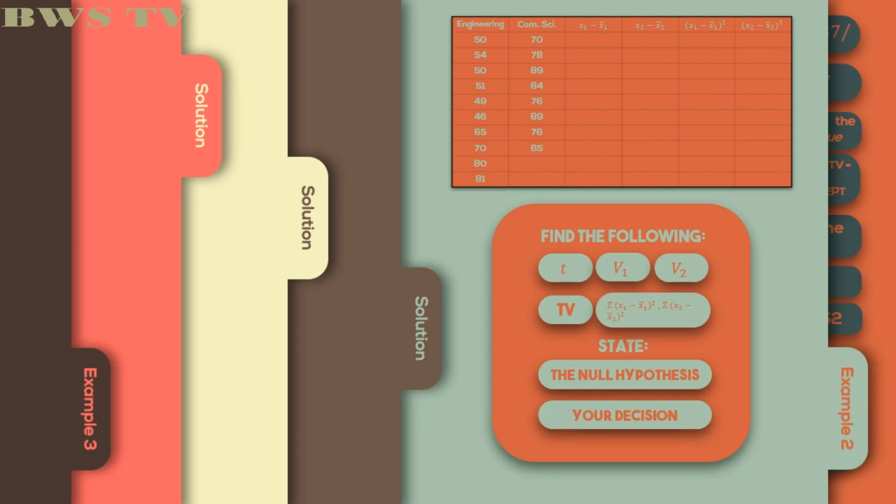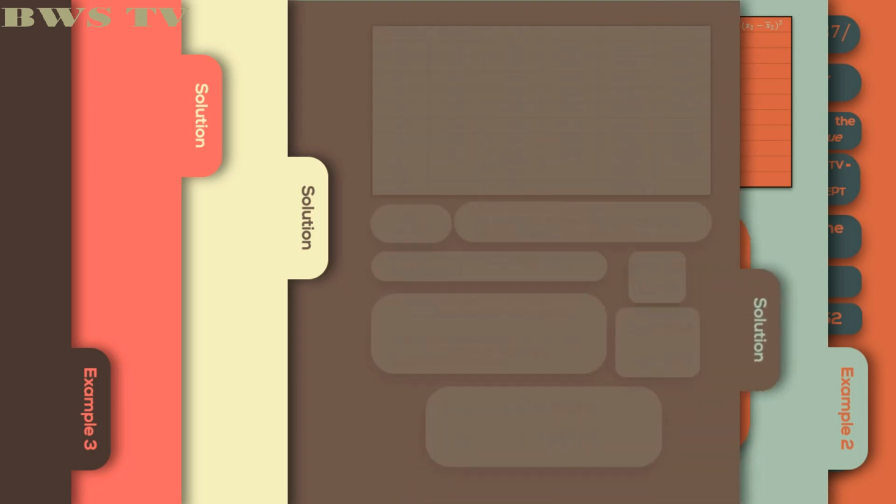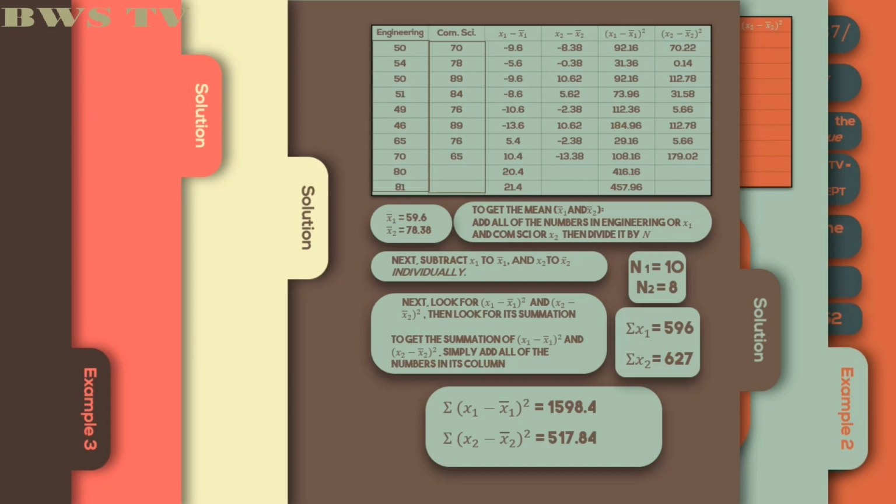Now let's complete the table. Get the summation of x sub 1 and x sub 2. The summation of x sub 1 is equal to 596. The summation of x sub 2 is equal to 627. Get mean sub 1 and mean sub 2. Mean sub 1 is equal to 59.6 and mean sub 2 is equal to 78.38.